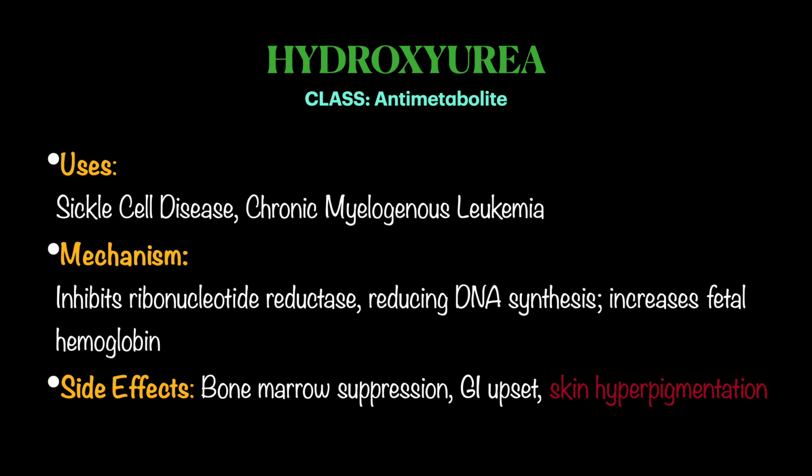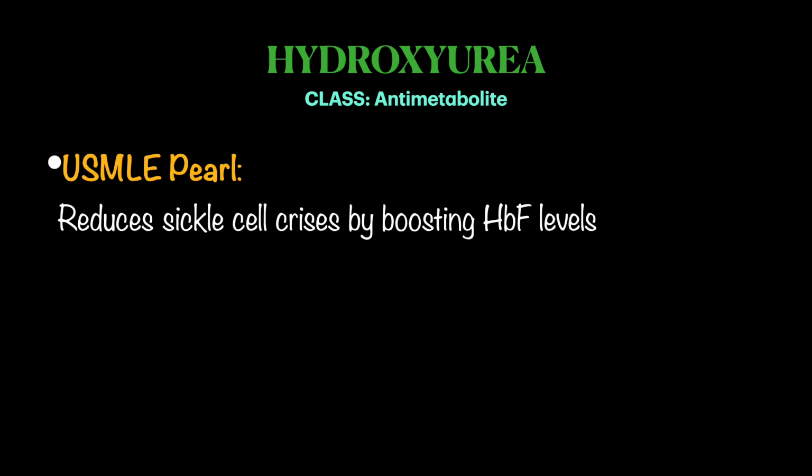And if the patient has sickle cell disease, so the USMLE pearl for this drug is that it reduces sickle cell crisis by boosting HbF levels. So there are three different crises for sickle cell, right? There are three different crises. This is your splenic crisis. This is your work to do. Comment down what are the crises of sickle cell anemia.